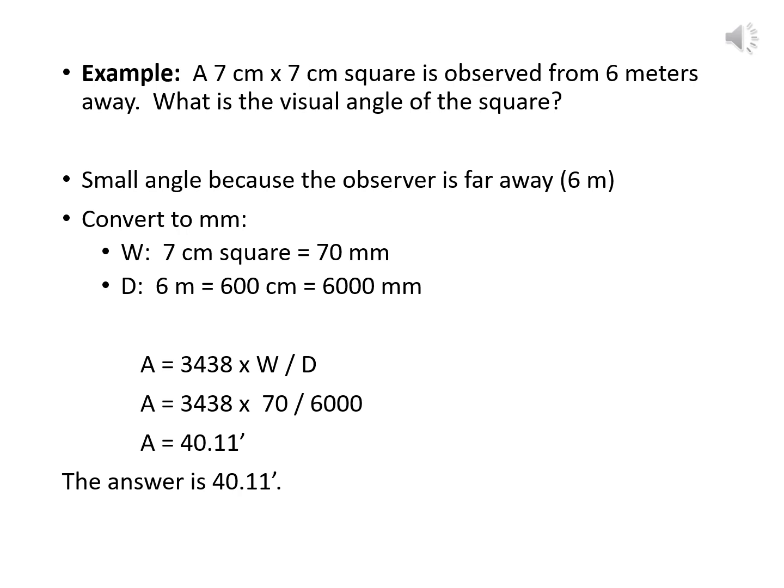We use the formula for small angles, which is A equals 3,438 times the width, all divided by the distance. So A equals 3,438 times 70, all divided by 6,000. The answer is 40.11, and the units are in minutes of arc.